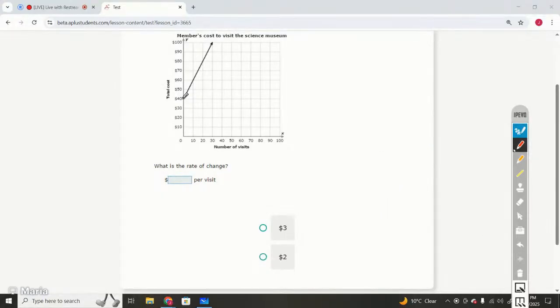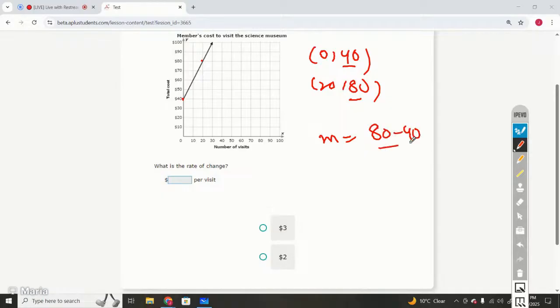Here is the first one and here is the second one. X is 0, Y is 40. And the second one is 20 and 80. Let's just calculate the slope, that is change in Y. So 80 minus 40 and 20 minus 0. So 40 divided by 20. 40 divided by 20 is 2. So that means the rate of change is 2.